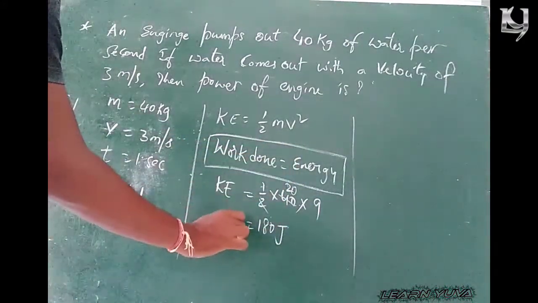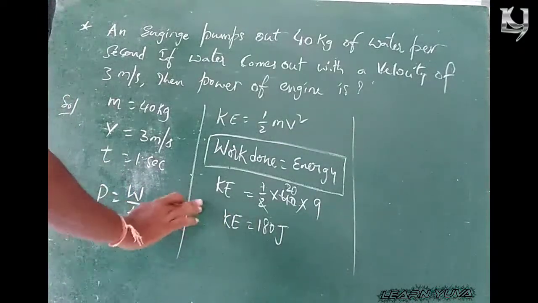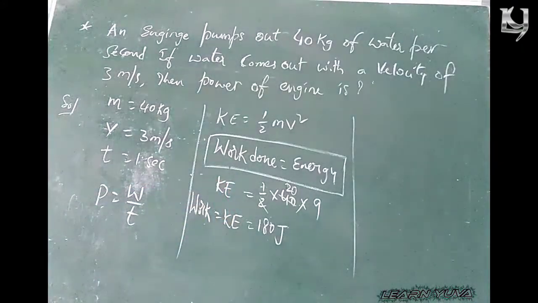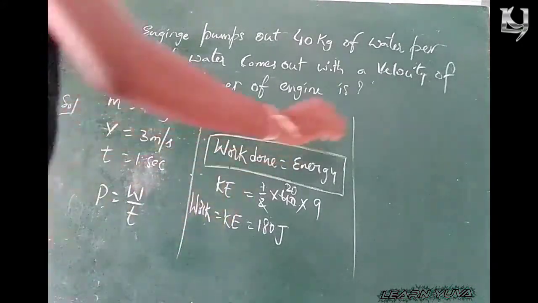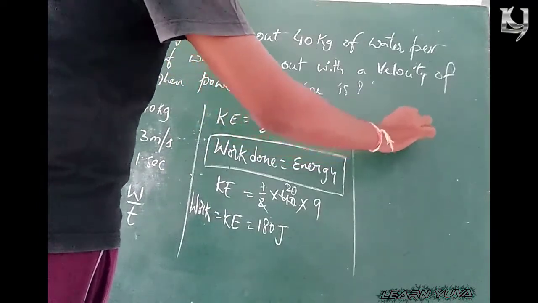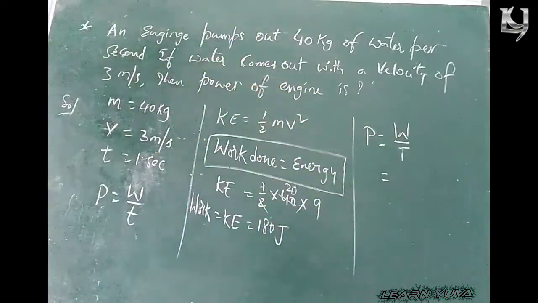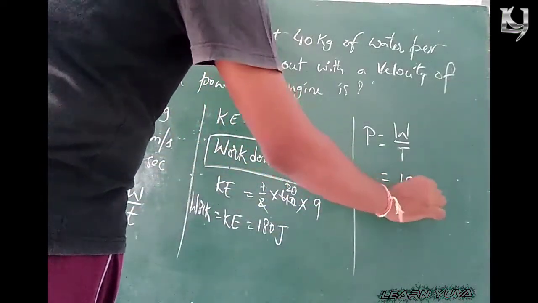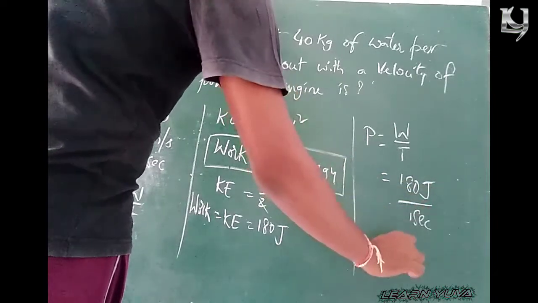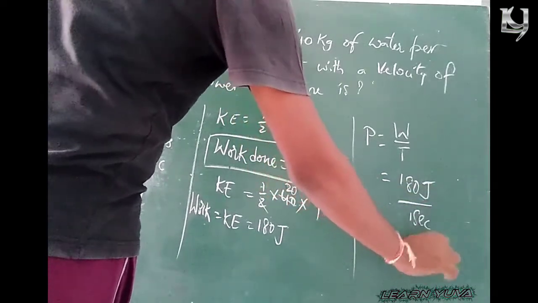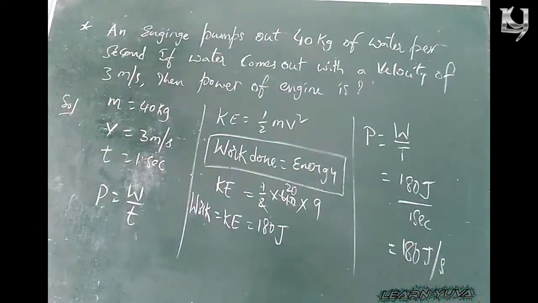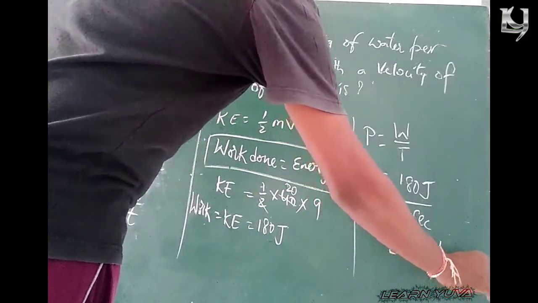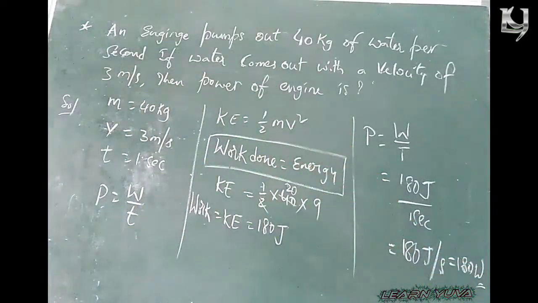So kinetic energy is equal to work, right? Work is equal to kinetic energy is equal to 180 joules. So we got the work done. Now calculate the power. Power is equal to work done by time. Here work done is 180 joules. Time taken is 1 second. So power is equal to 180 joule by second. That is equal to 180 watt. That is the power.